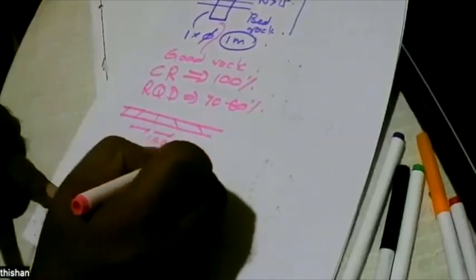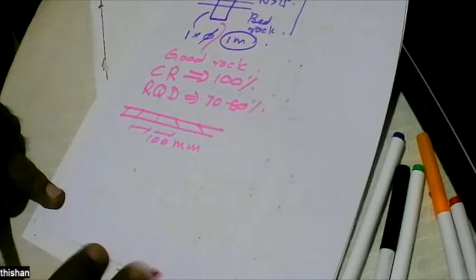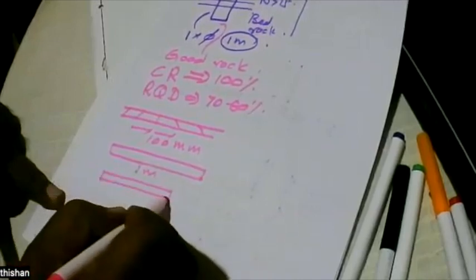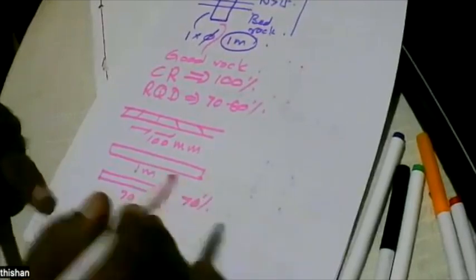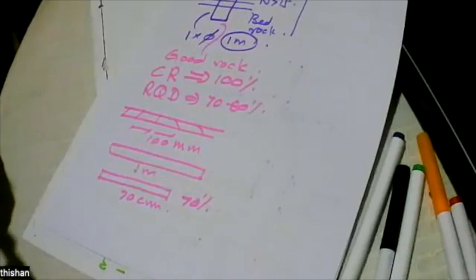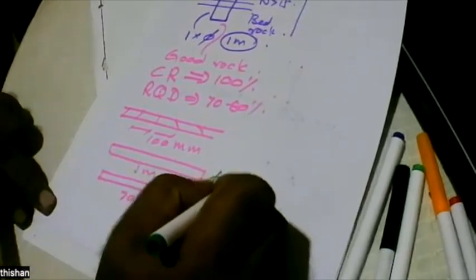You take a core and it can be fractured. And you take all the pieces that are longer than 100 millimeters and keep them all together. You take a core of 1 meter and separate all the big pieces that are longer than 100 millimeters and then keep them all together. And the original length is 1 meter versus the length of these long pieces, say 70 centimeters, then RQD is 70. So that's how you get the RQD, and RQD is a good indication of how much it is fractured.